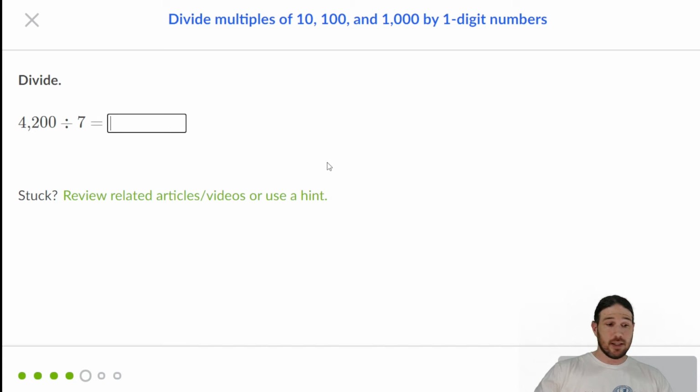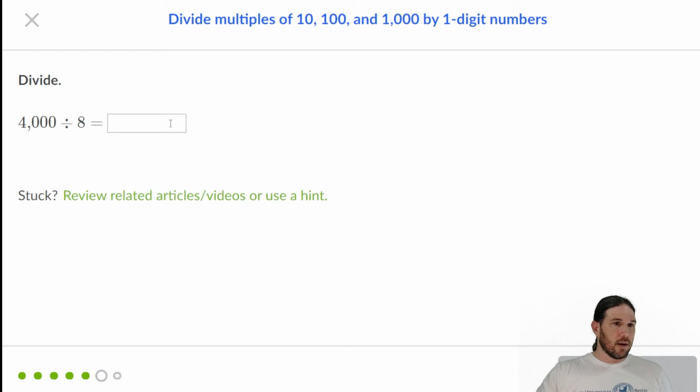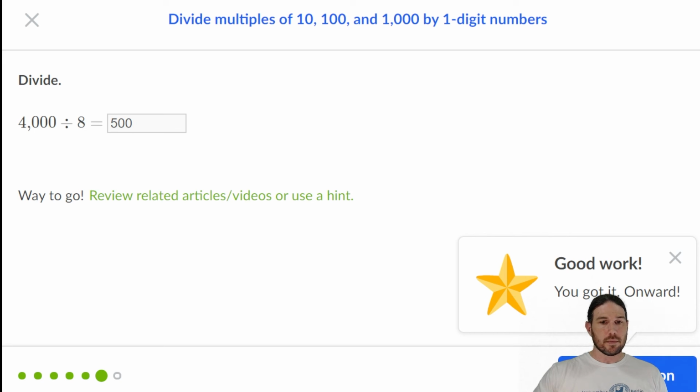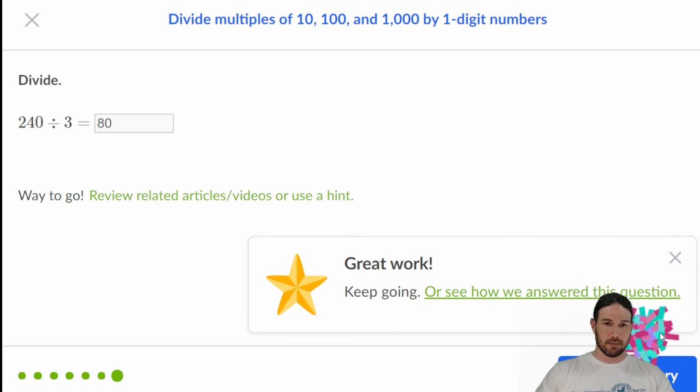42 divided by 7 is 6. So 42 hundreds divided by 7 is 6 hundreds. 4,000 divided by 8, again, I can't do 4 divided by 8 directly, not in 4th grade yet anyway, but I can do 40 divided by 8, which is 5 hundreds. And finally, 240 divided by 3, 24 divided by 3 is 8, so 24 tens divided by 3 would be 8 tens, or 80. Not bad.